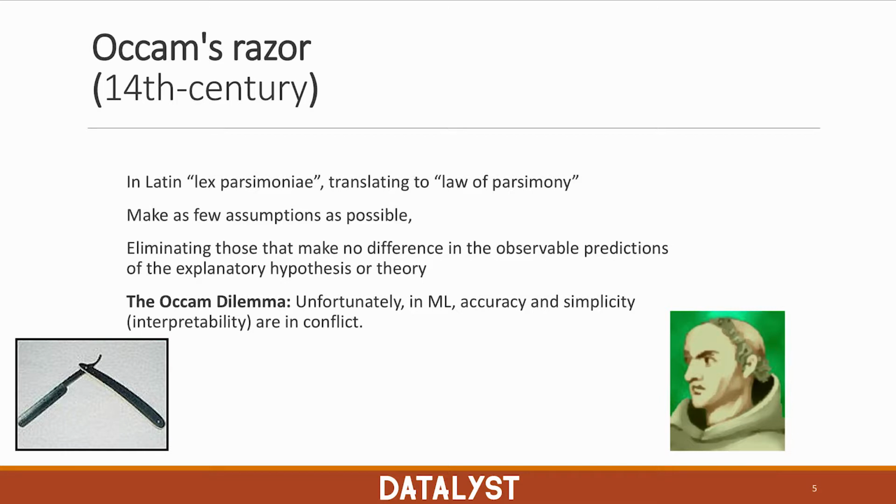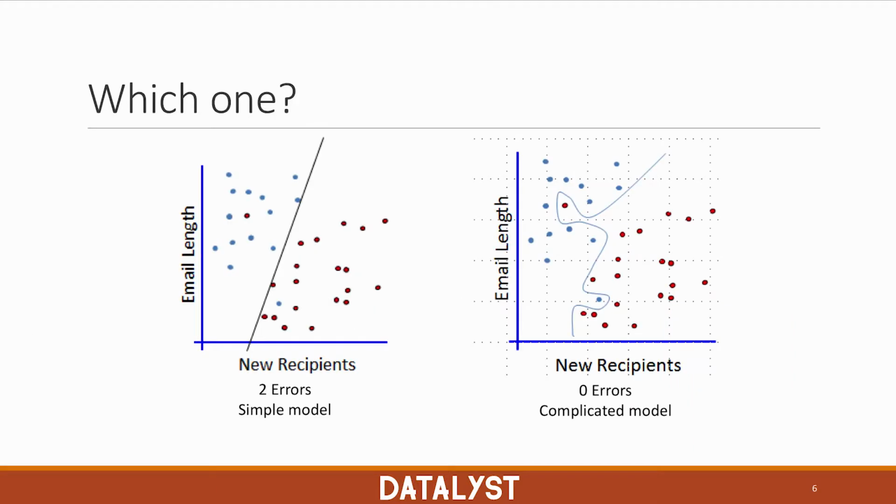The issue we have with machine learning is that quite often accuracy and simplicity are in conflict. So let's see this example here. Which one would be better? We have again this example of email length and the number of recipients, trying to classify spam from ham. We have a simple model that makes two errors. This model is simple because it's only a straight line, and then we have a more complicated model that has 0 errors. So the answer is that the simpler model would be preferred in this case.